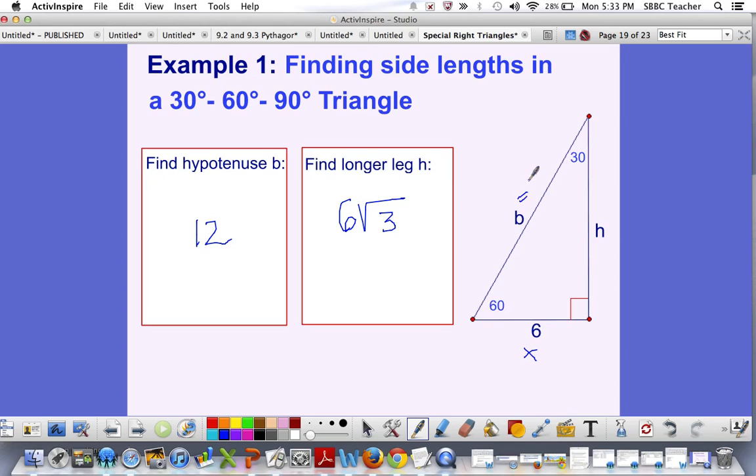So b is 2x, x equals 6. So b equals 2x, and h equals x radical 3.